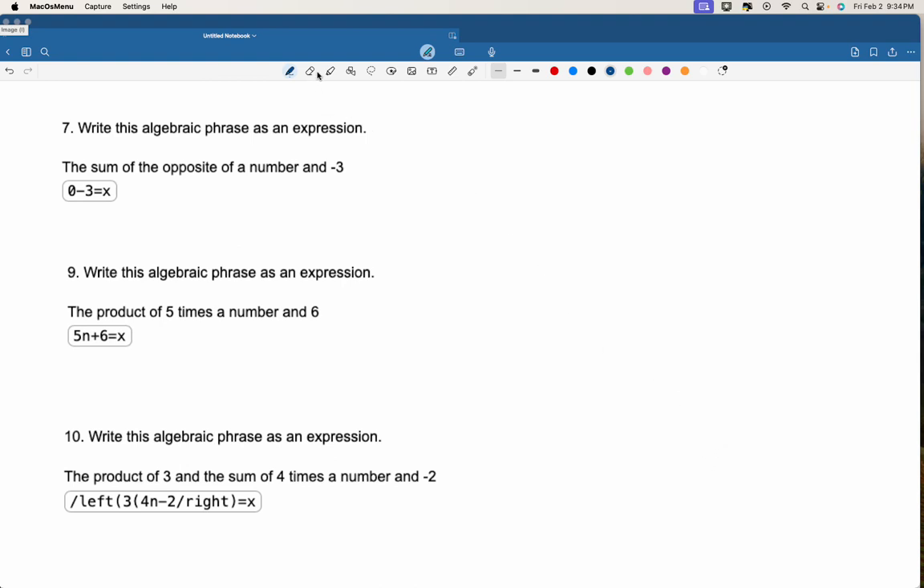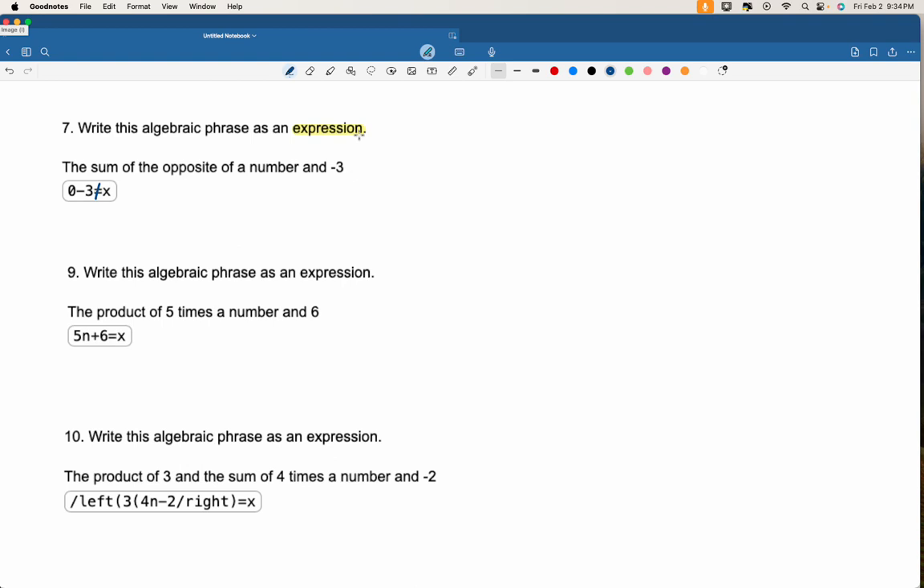And so the first thing I wanted to point out is that when it says to write this as an expression, it does not have an equal sign. So that is the first mistake I see. I'm not sure if I clearly explained that, but an expression is just like a sentence without an equal sign.